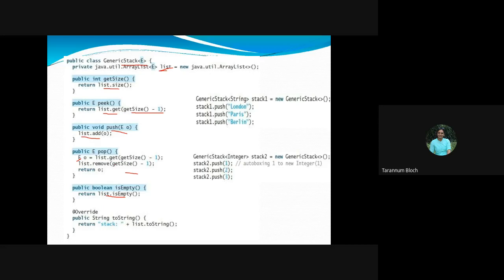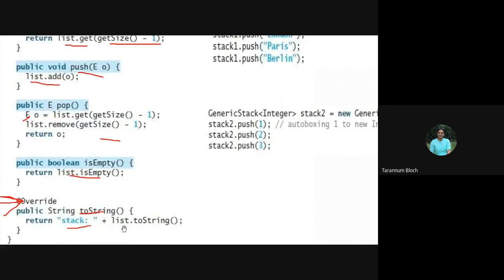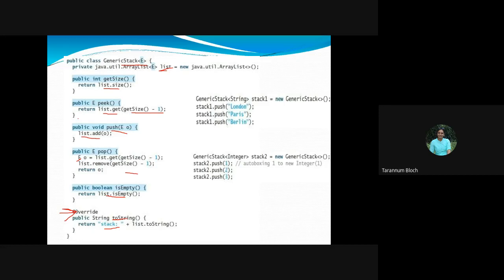And toString, if you recall, ArrayList has a built-in toString method. For our use, we have to override it, so we are using the @Override annotation. What we are doing is we say "stack" plus list dot toString, so it will display all the elements of our stack. Fine. Now this is the code inside the main method.